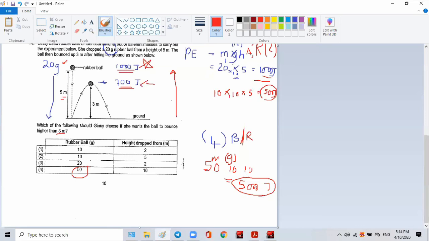Because potential energy depends on the mass and the height. With this mass, you have enough energy to drop. Because it's the same material, those bouncy material. I'm not saying it's a brick or something like that. It's the same bouncy material. So the answer is number 4. Get it? That's why I say this is hard. But please remember potential energy.